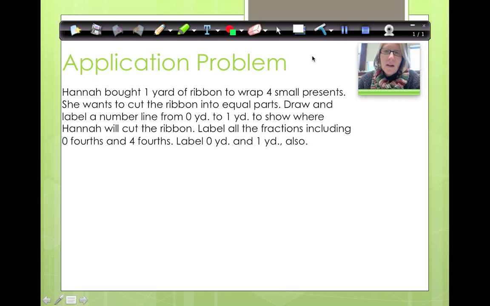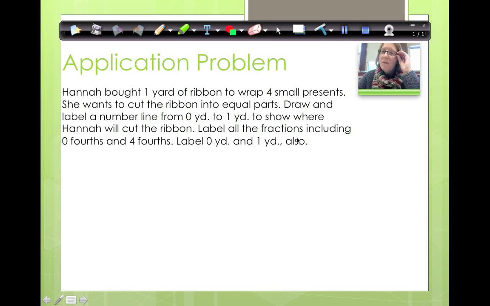Okay, let's do our application problem. Hannah bought 1 yard of ribbon to wrap 4 small presents. She wants to cut the ribbon into 4 equal parts. Draw and label a number line from 0 yards to 1 yard to show where Hannah will cut the ribbon. Label all the fractions, including 0/4 and 4/4, and label 0 yards and 1 yard also.